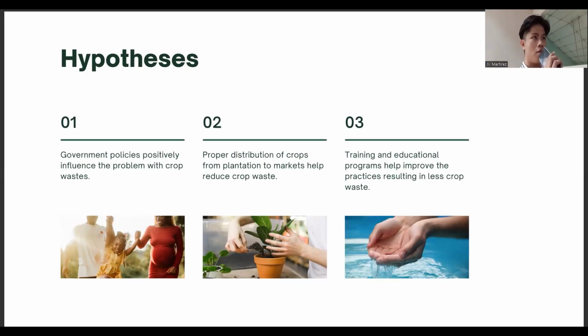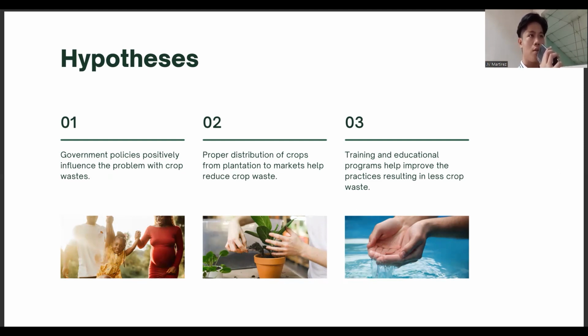For our hypothesis. For the first one, government policies positively influence the problem with crop waste. This means that the rules or actions that the government makes can help prevent or reduce the amount of crops that are wasted. For example, if the government sets a fair price for the crops or gives money to the farmers who produce less waste or bans the hoarding of crops, then the problem of crop waste might be improved.